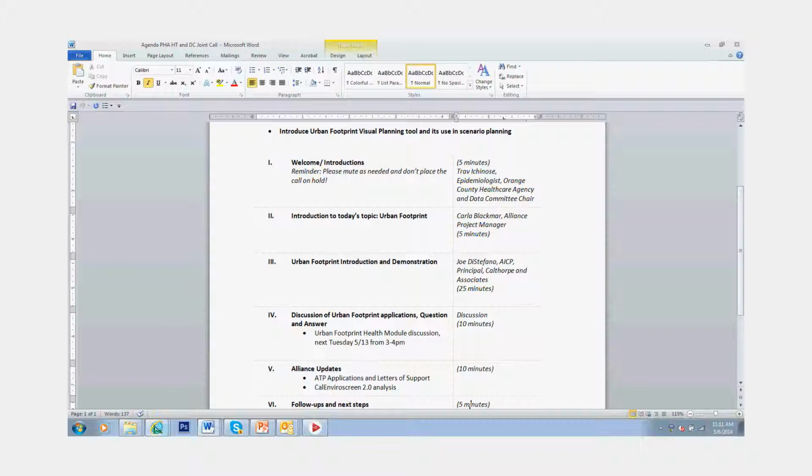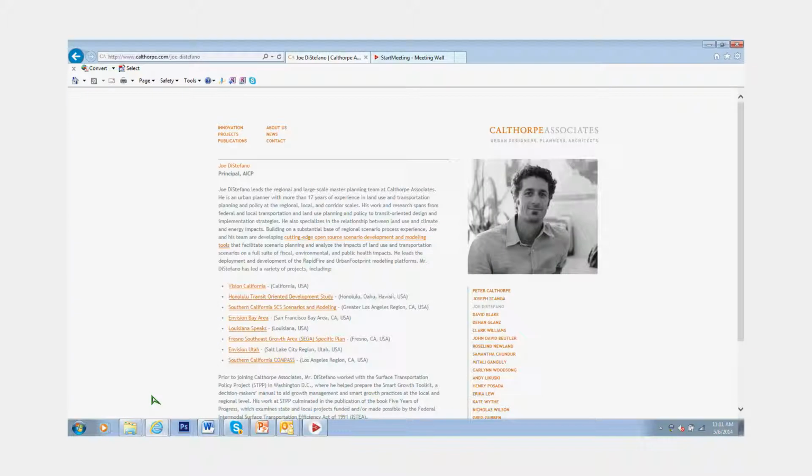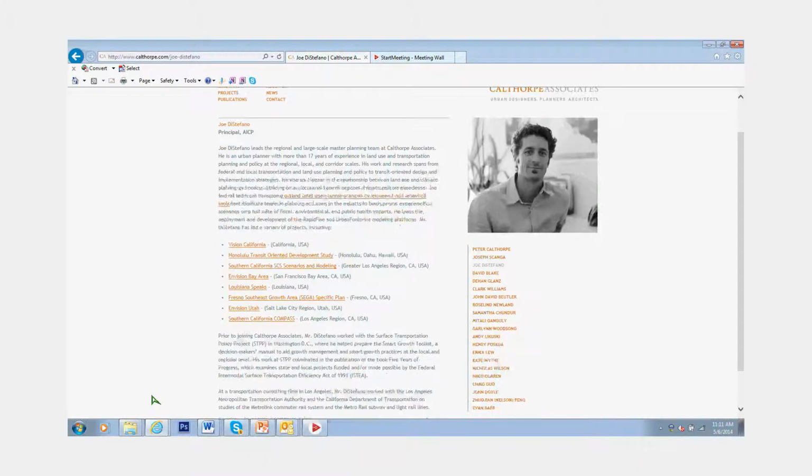So I'm going to go ahead and introduce our speaker. Joe DiStefano is a principal at Calthorpe and Associates, and he leads the regional and large-scale master planning for Calthorpe Associates. He's been an urban planner with more than 17 years of experience in land use and transportation planning and policy at the regional, local, and corridor scales. His research spans from federal and local transportation and land use planning and policy to transit-oriented design and implementation strategies. And he specializes in the relationship between land use, climate, and energy impacts, which is critical to what we're talking about here today.